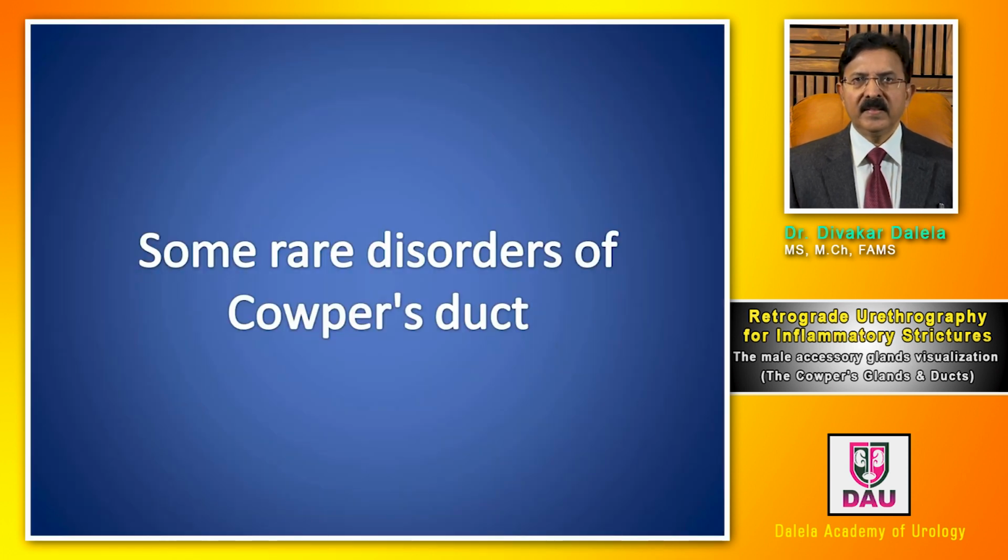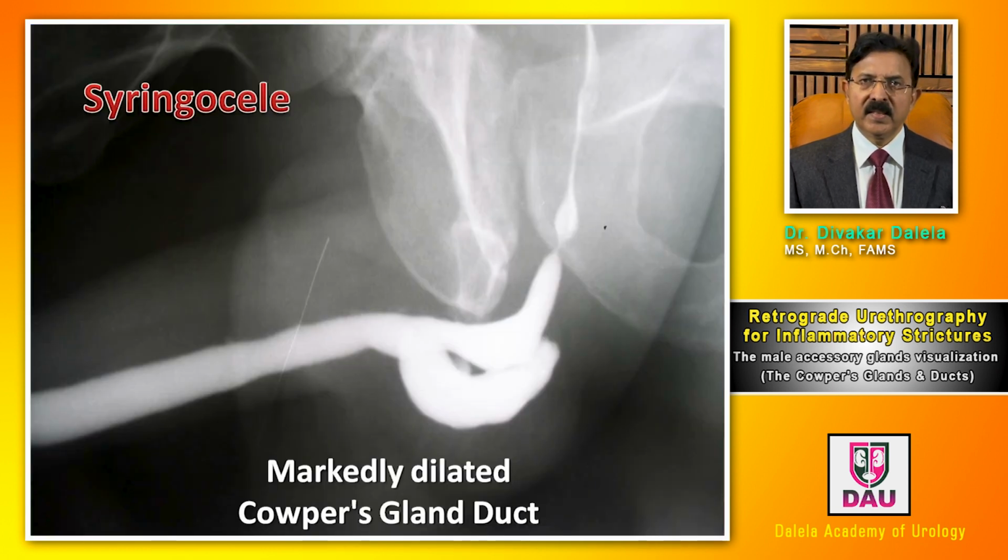Now, apart from these three arrangements of the Cowper's gland ductal orifice and three types of the dilatation of the ducts, there are some rare disorders of the Cowper duct which sometimes you may see as an independent entity or as a part of the urethral stricture disease, and that's what is called syringocele. Here is a urethrogram where you see a nearly normal urethra, but you will see a dilated outpouching on the undersurface of the urethra, and this is nothing but a markedly dilated Cowper's gland duct. And this entity is known as syringocele.